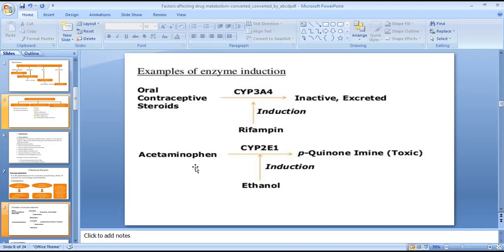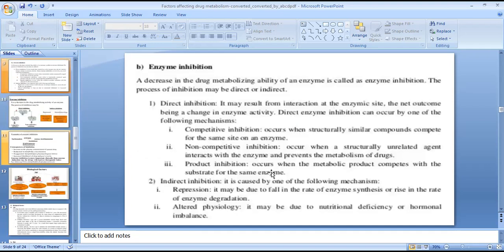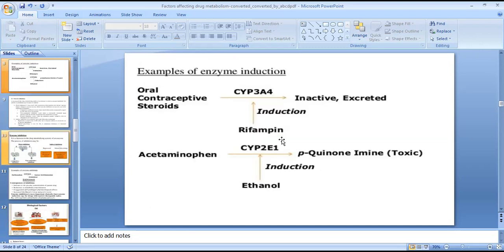Now the second example is acetaminophen. What happened? The cytochrome 2E1 will convert the acetaminophen into paraquinone imine, which is toxic. This is done when ethanol induces this enzyme. So these are the effects of enzyme induction. What happened? This enzyme induction will increase the metabolism of the drug molecule and convert them into respective metabolites.